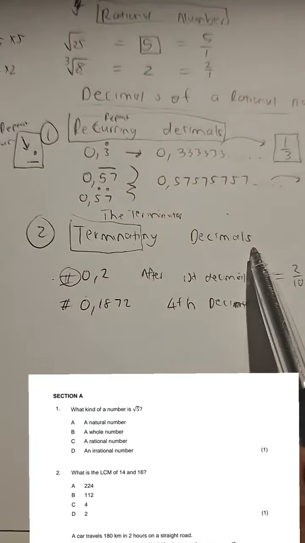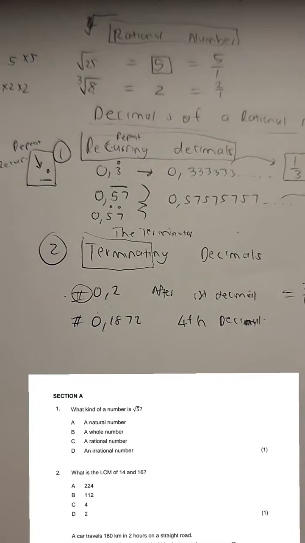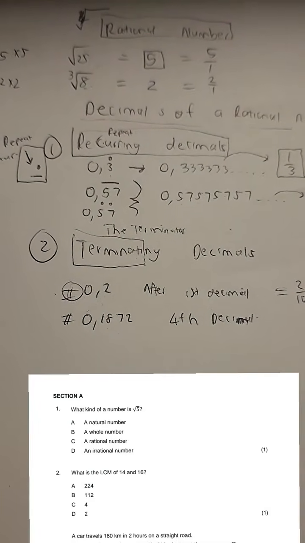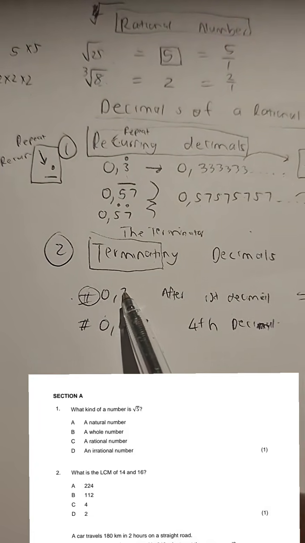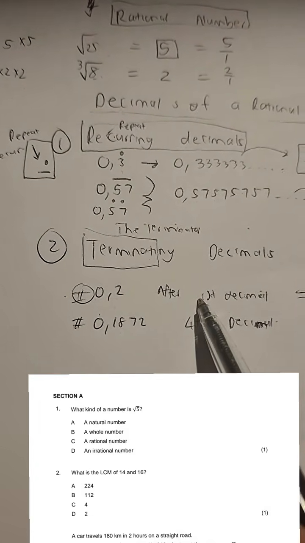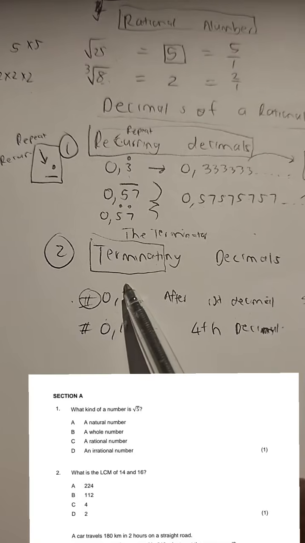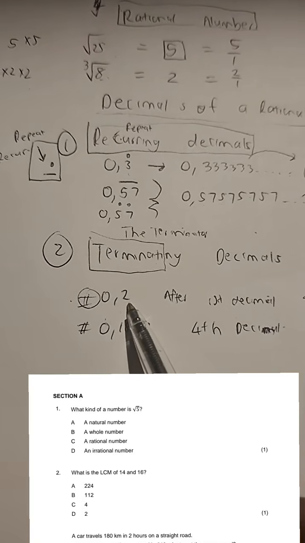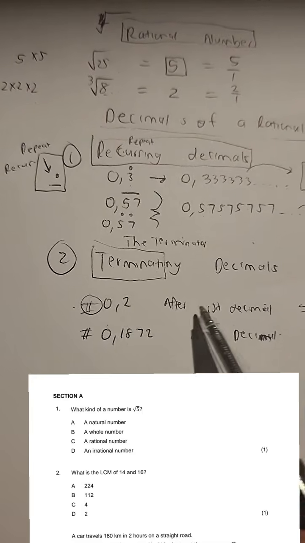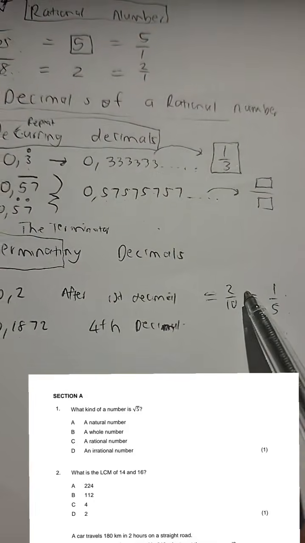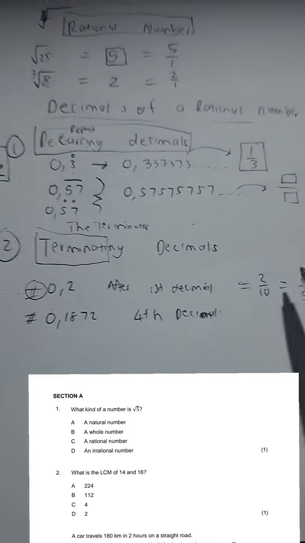Then lastly, terminating decimals. They also fall under rational numbers. How do I identify terminating decimals? After the comma, if the number is stopping at a particular decimal place, then we say it's a terminating decimal. This 0.2, first decimal place, means this is a terminating decimal, and it can be written as a fraction 2/10, which is 1/5 when simplified.